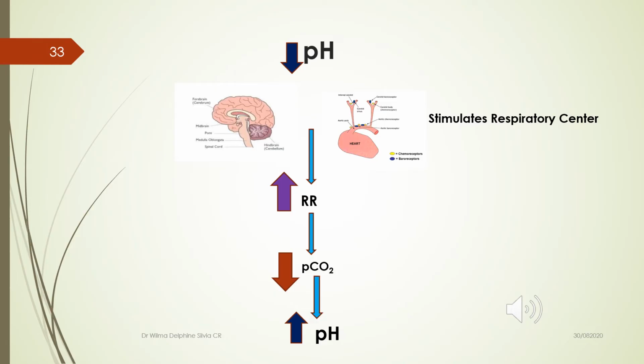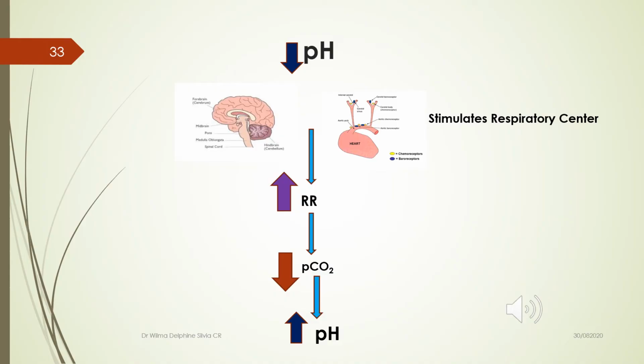The rate of respiration is controlled by the central chemoreceptors and the peripheral chemoreceptors. Central chemoreceptors are located in the respiratory center, that is the medulla oblongata, and the peripheral chemoreceptors are located in the carotid bodies and arch of aorta, which are very sensitive to changes in the pH and pCO2 of the blood. So whenever there is a fall in the pH, the chemoreceptor senses this change in pH so that there is a stimulation of the respiratory center. Whenever there is a stimulation of the respiratory center, the respiratory rate increases.